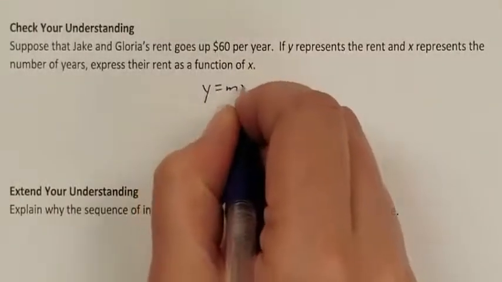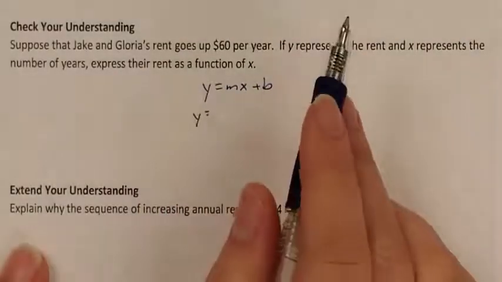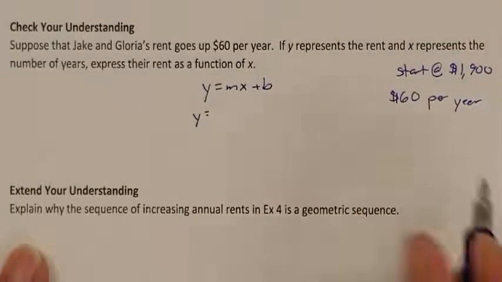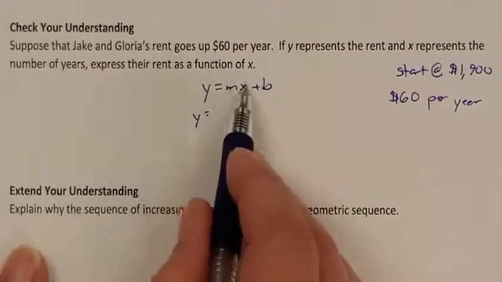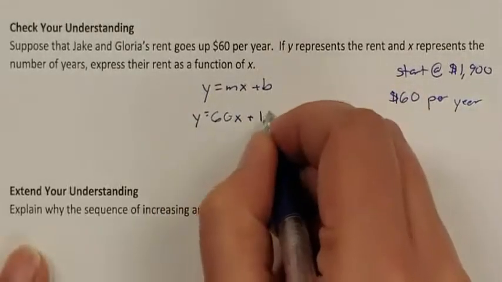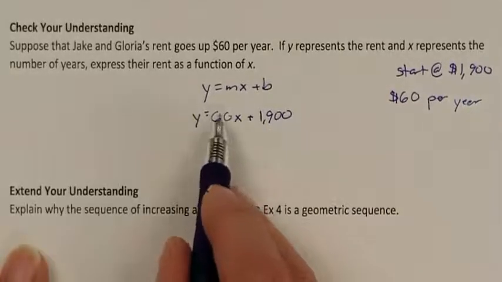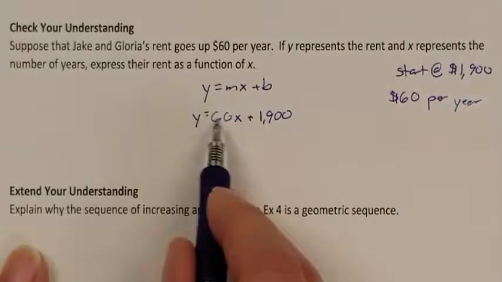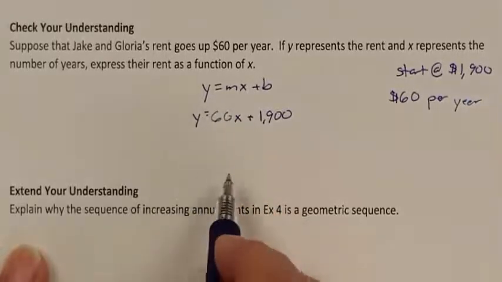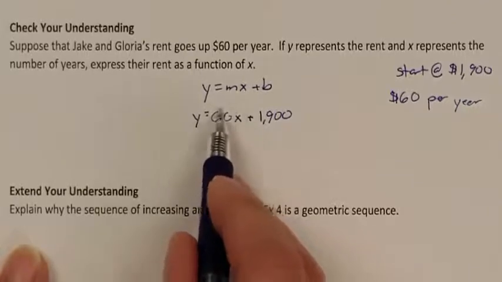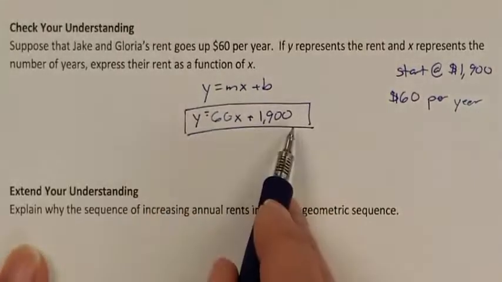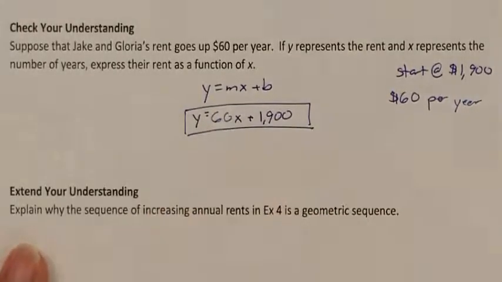This is Y equals MX plus B. My rent started at $1,900 and it increased $60 per year. So my increase per year was $60, and I started with an initial payment of $1,900. If X was 0, there was no pay increase after the first year. The first increase would have been $60. The second increase would have multiplied together to give me $120. So this equation right here represents the equation for only a $60 increase every single year.